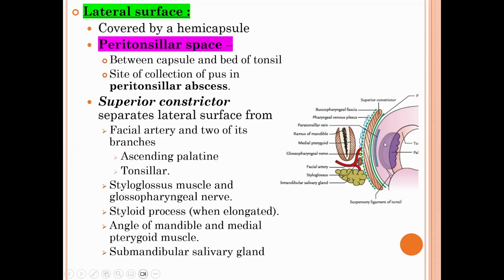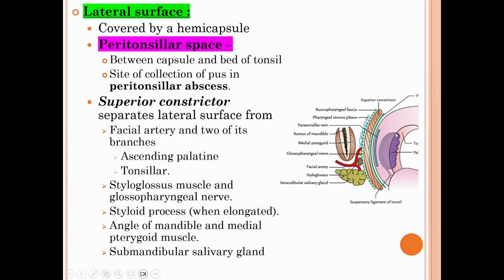What is seen here, that is the lateral surface, which is towards the tonsillar bed. So it is covered by hemicapsule. Why am I saying hemicapsule? Because the capsule here is not completely covering the tonsil. So there is something known as peritonsillar space. It is present between the capsule and the tonsillar bed. Okay, and it is the site of collection of pus in the peritonsillar abscess. Okay, you got it? This is the medial surface, this is the lateral surface.